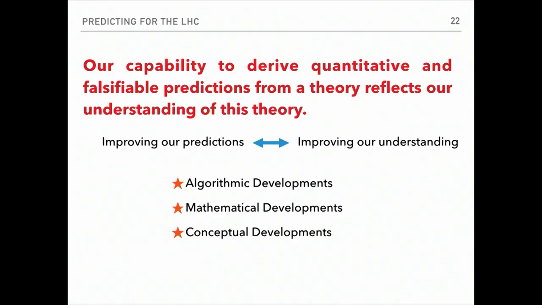And in order to improve our predictions, I think there are three avenues that you can take. One of them is just improving our toolbox, making our algorithms better, looking at the tools that we are using now and developing them further. Another one is mathematical developments, so looking at the language in which we are phrasing the questions and improving our understanding of this language. And the third one is conceptual developments, so really understanding the underlying physics better and trying to figure out other ways of thinking about problems.